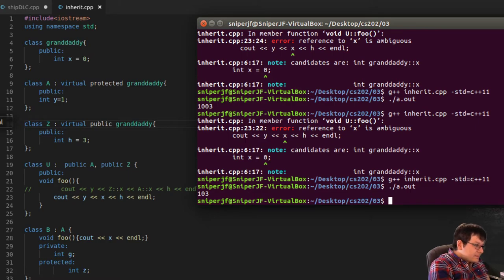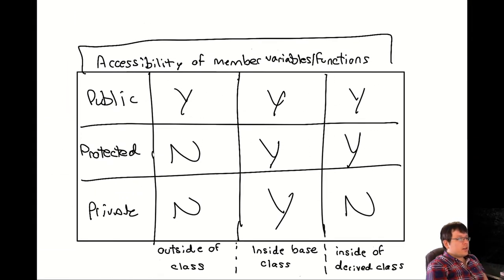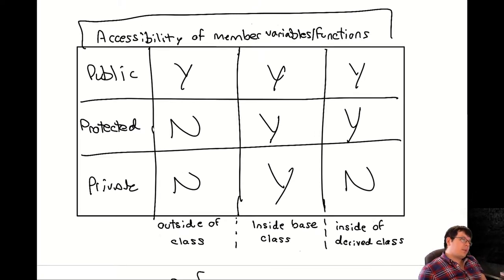Let's look at the chart here. Remember, public variables are accessible anywhere in the program, outside the class and inside the class and inside of derived classes. Protected variables are not available outside the class, but they are available inside the class and inside any other derived classes. Private variables are not available outside the class, but they are available inside the base class, but not available inside the derived class. They will give you an error saying they're private. So that's the difference between private and protected.